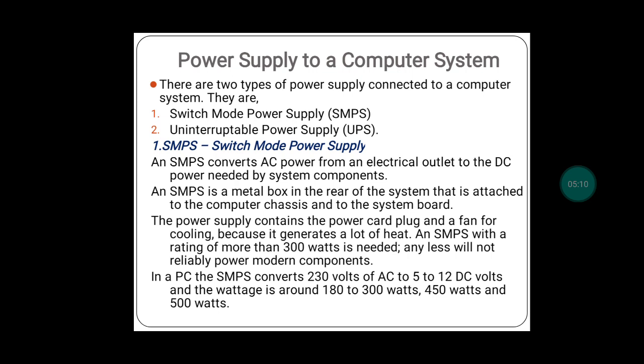In the PC, in computer systems, the SMPS converts the 230 volts AC we get from the main power outlets to around 5 to 12 DC volts, which is required by our computer systems. The wattage is around 180 to 300 watts, or it can be 450 to 500 watts, depending on how much our systems need. That much it is going to convert.